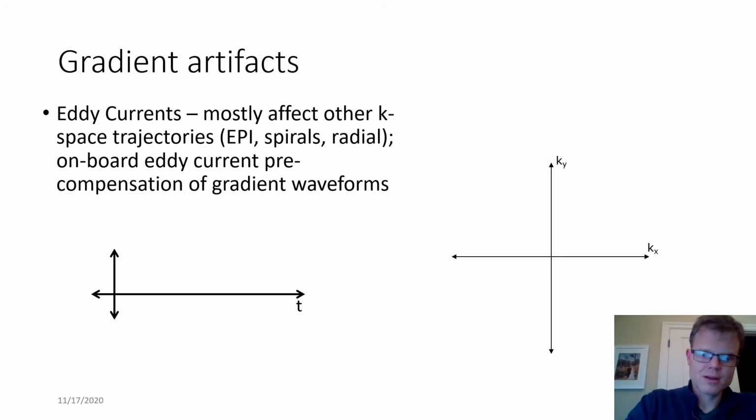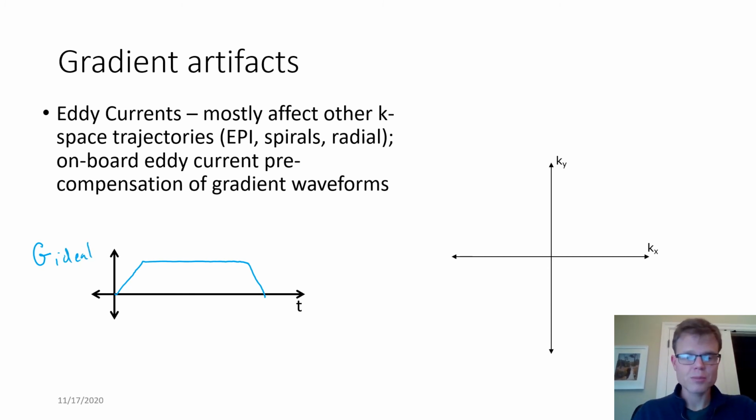Okay, getting through a lot of artifacts here. So next we're going to talk about a couple of gradient artifacts. First we're going to talk about eddy currents. What these basically do is, usually we're trying to apply some gradient, and so we have some ideal trapezoidal shape that we're using.